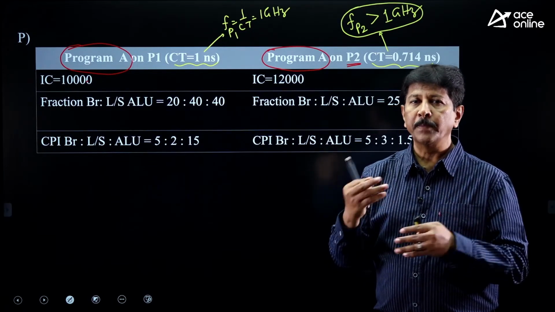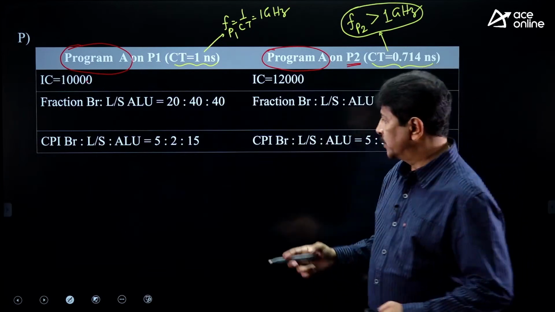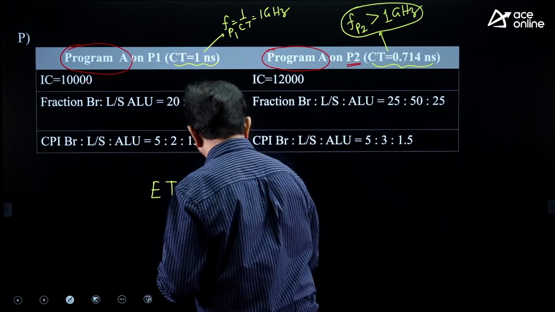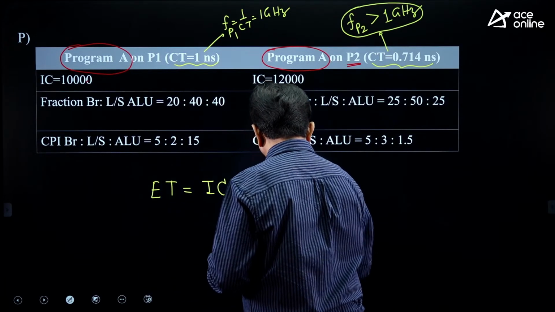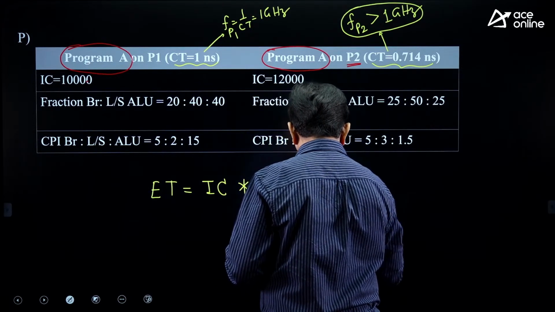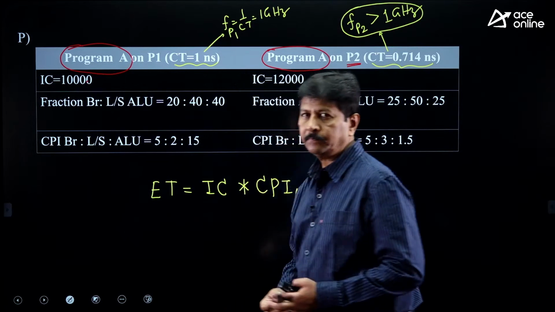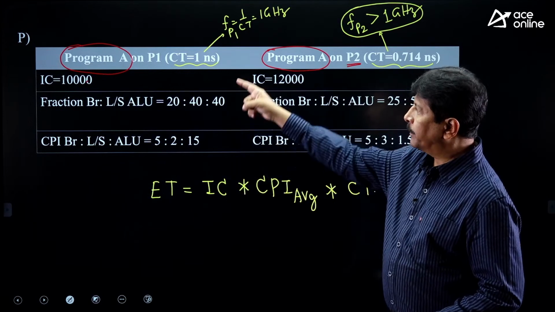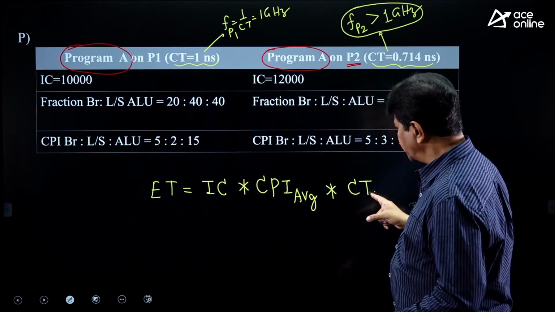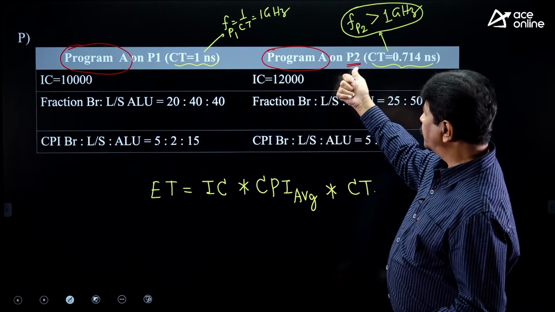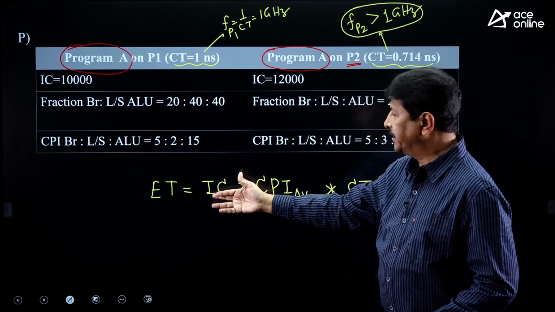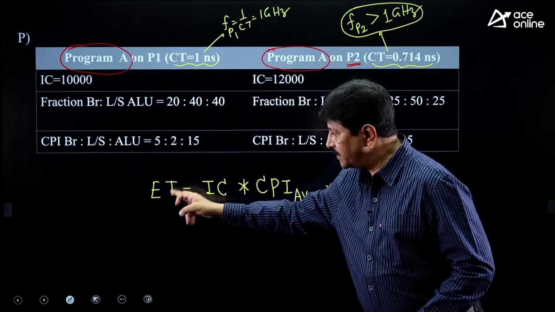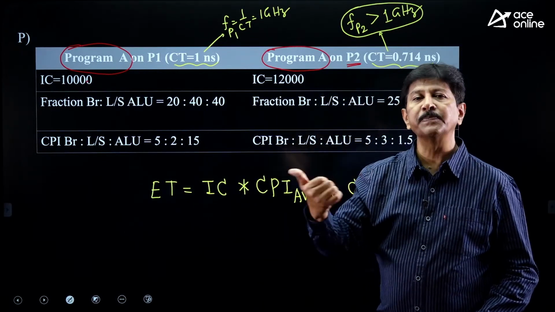What decides the performance of any computer is execution time. So we know that execution time is given by this formula. So what I have to do is, for this program, what is the execution time on processor 1? Use this formula and calculate. For the same program on processor 2, what is the execution time? Then calculate using this formula. Then whichever processor has the smaller execution time, that is the best processor to execute this program.